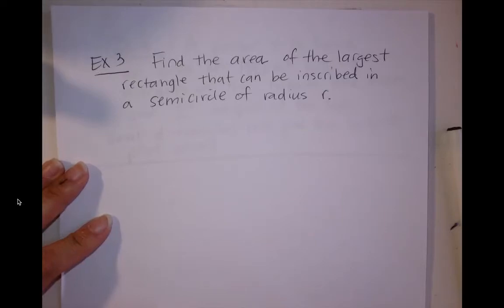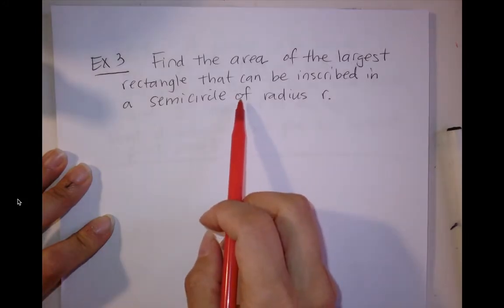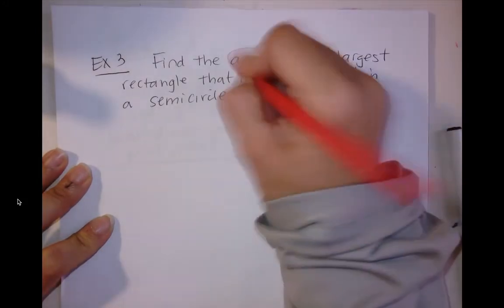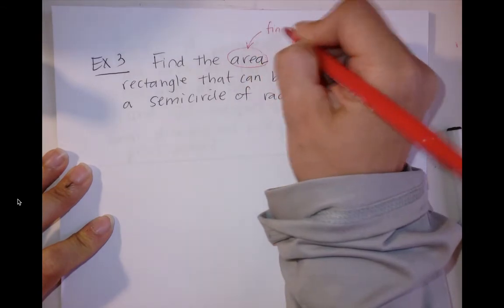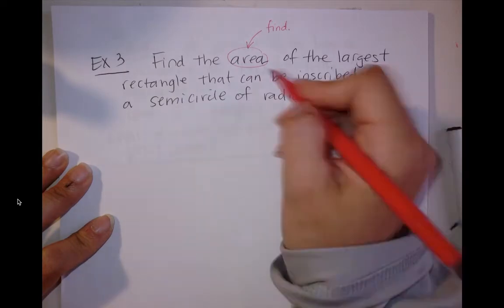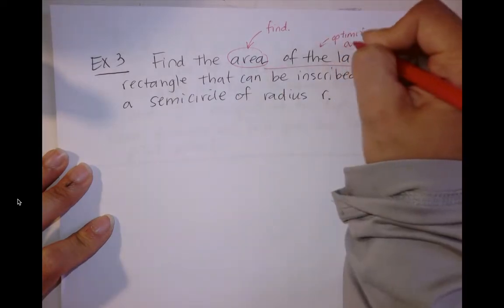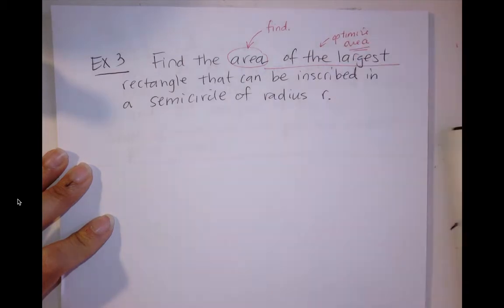Find the area of the largest rectangle that can be inscribed in a semicircle of radius r. Okay, so again, we're asked to find the area of the largest rectangle. So this is also what we're optimizing. So we need a function for the area.